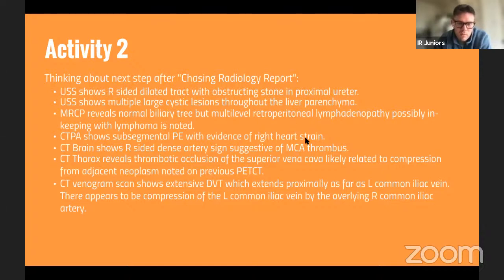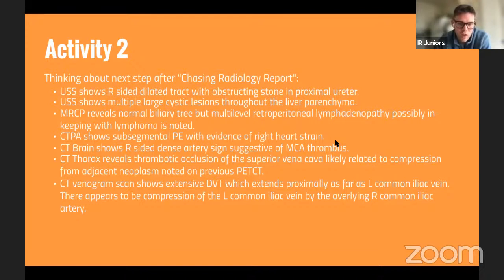CT brain shows an MCA thrombus. So if you're not a stroke center yourself, you may need to get this patient to a stroke center, particularly with the dense artery sign. If it's a large occlusion of a proximal vessel, they may benefit from something like stroke thrombectomy. So again, bearing in mind that trying to get an appreciation for the patient context when you're being asked to chase scans is important.